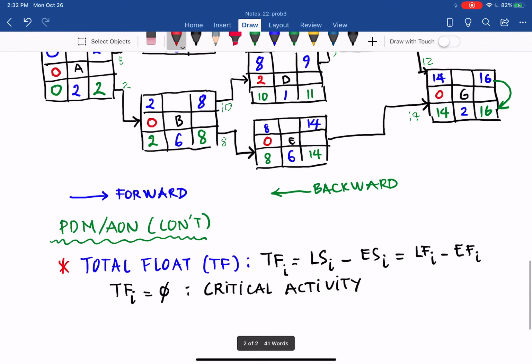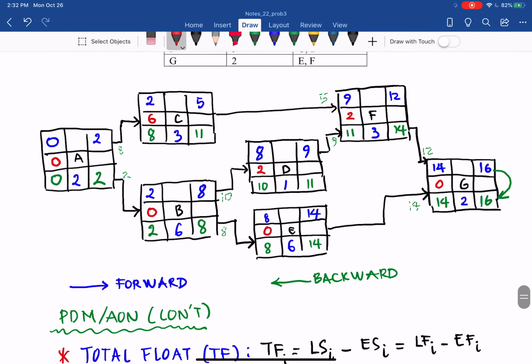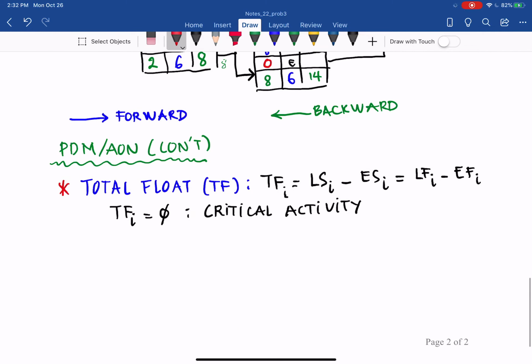And critical activities are those with total float equal to 0. So in here you see A is a critical activity, B is a critical activity, E is a critical activity, and G is a critical activity, same as problem 1 that we just did. Now we go back to determine the free float.